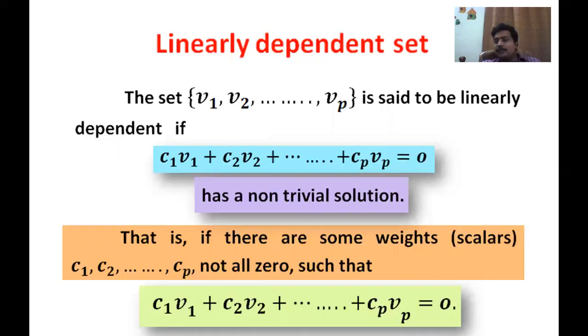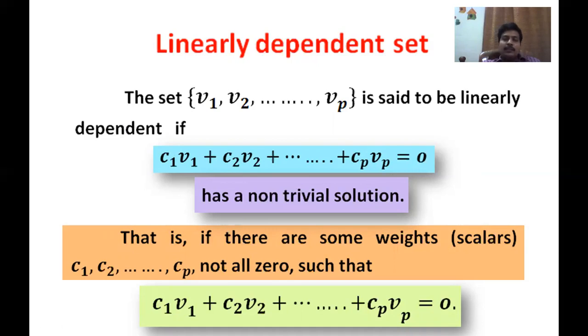Linearly dependent set. The set of v1, v2 and so on vp is said to be linearly dependent if c1 v1 plus c2 v2 and so on cp vp is equal to 0 has a non-trivial solution. In the example we have seen earlier, the 5 rupee coin and 2 rupee coin, I find a non-trivial solution: c1 is 2, c2 is minus 5. So that is a linearly dependent set.